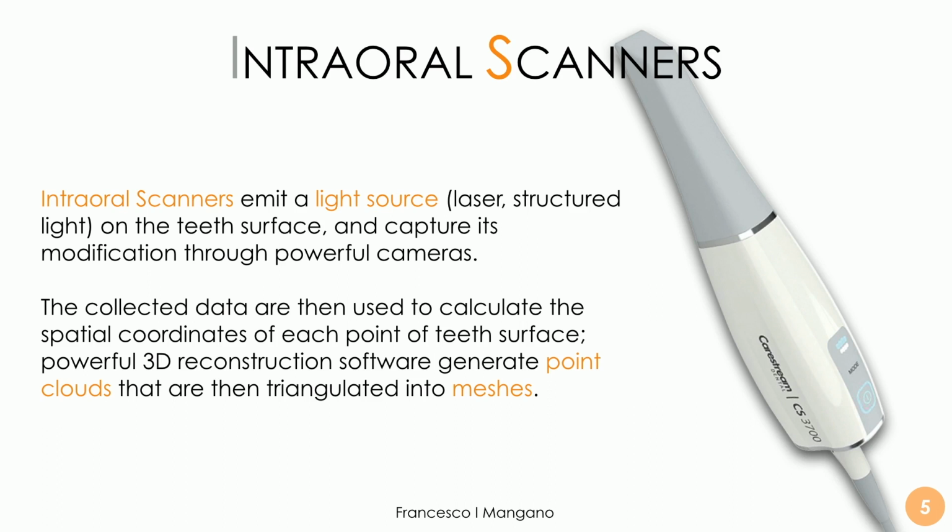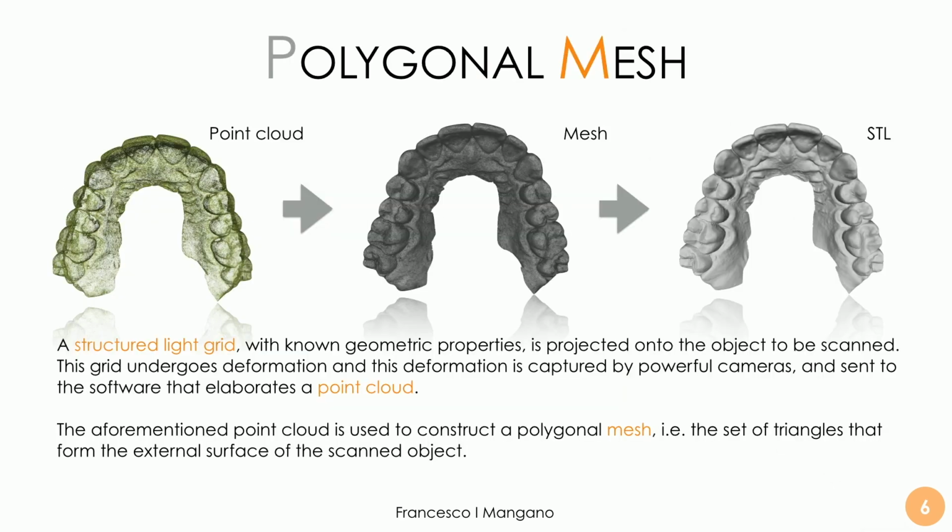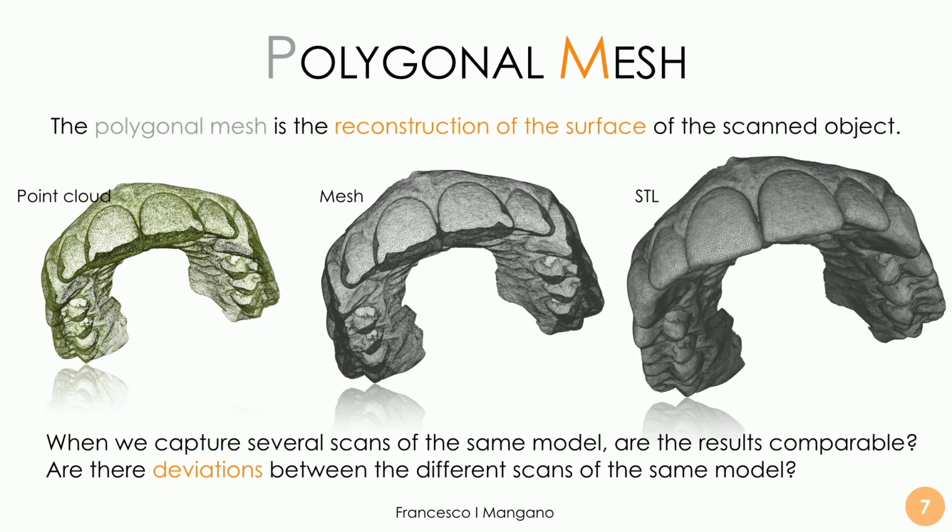The software is the real brain of the machine, and the software elaborates a point cloud that is then interpolated in order to give a surface reconstruction made of triangles that we call mesh. So more or less it is how it works. From a point cloud we go to a mesh, and then we have our standard tessellation language file, the STL. Usually the mesh is composed of triangles, a set of triangles that form the external surface of the scanned object. As I told you, it's very important to consider that the mesh is only a 3D reconstruction, it's not the object itself, and it's an approximation of the object because it's made of triangles.